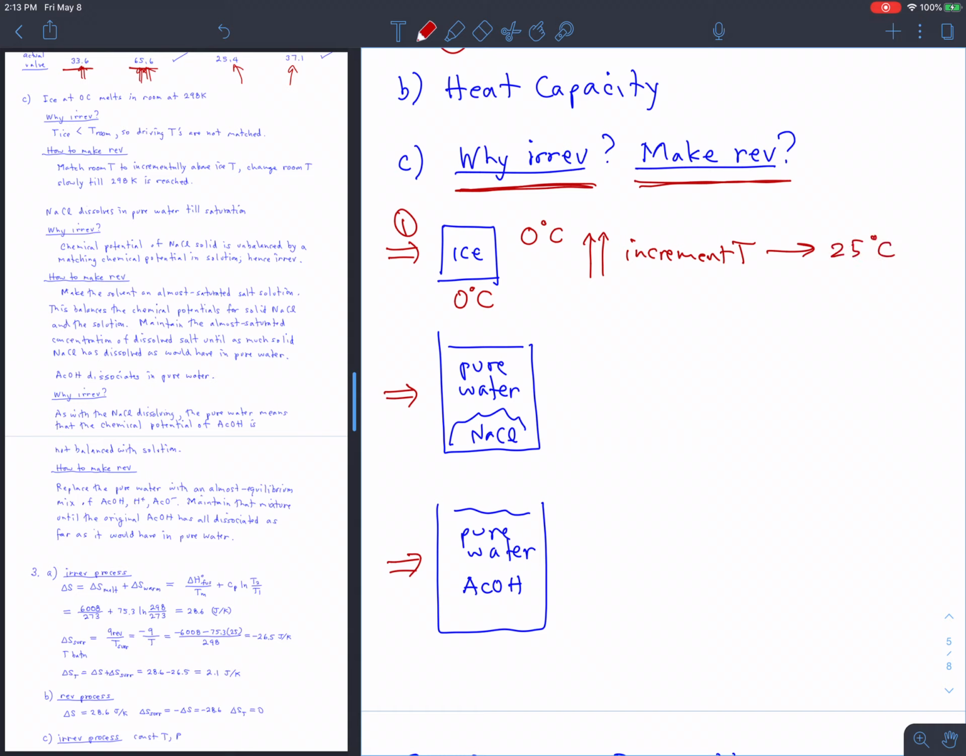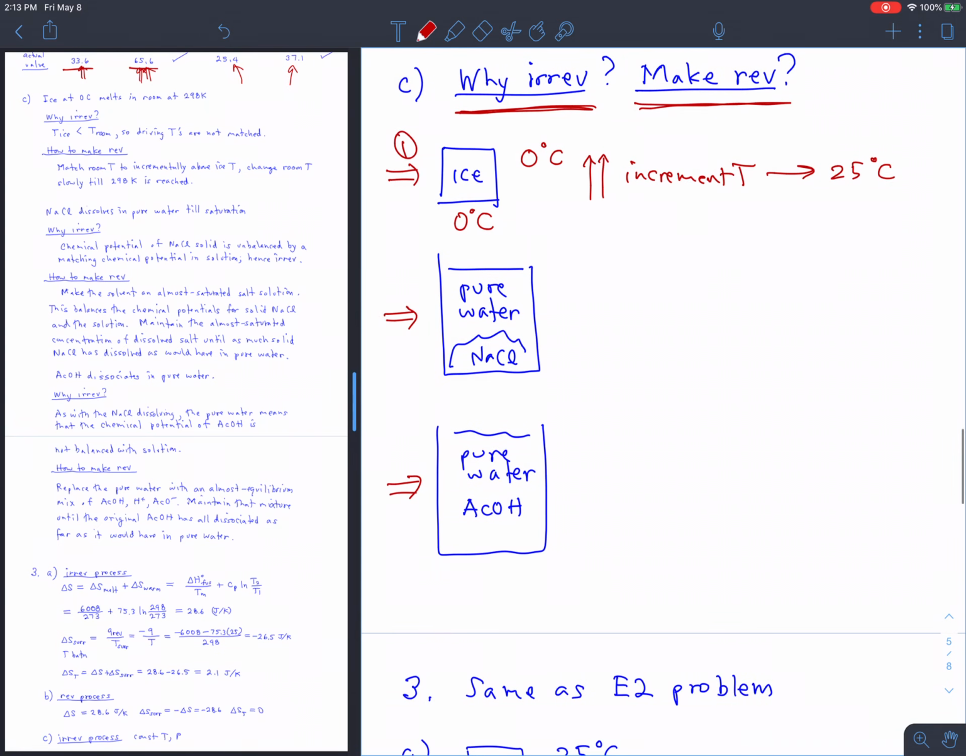All right, part number 2 is the same kind of situation, but instead of a melting process, it's a chemical process of sorts, a dissolving process. So I've got some sodium chloride solid dissolving into pure water. Is that reversible or irreversible? Well, the problem says it's irreversible. Why? Well, because the chemical potentials are not balanced, right? At equilibrium, that's what force balance means, right?